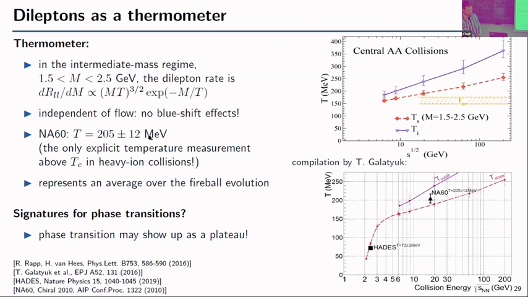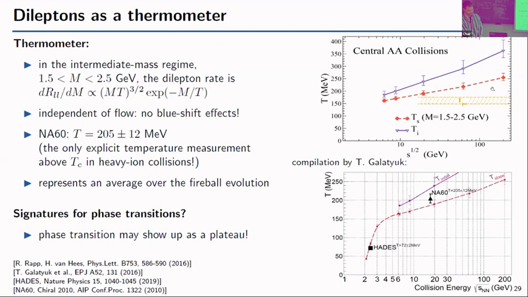And if you do this for the NA60 data I've just shown you, you get a temperature of 205 MeV, which is in fact the only explicit temperature measurement above T_C in heavy ion collisions. However, this represents an average over the fireball evolution. So the initial temperature is even higher. And you see some model calculation, for example, here, where in purple, you have the initial temperature. In red, you have this average temperature, which I have discussed.